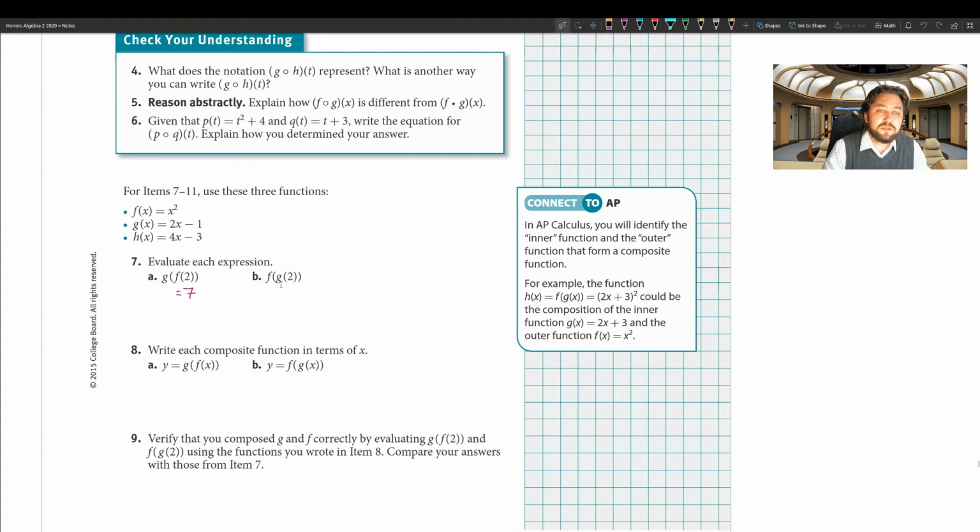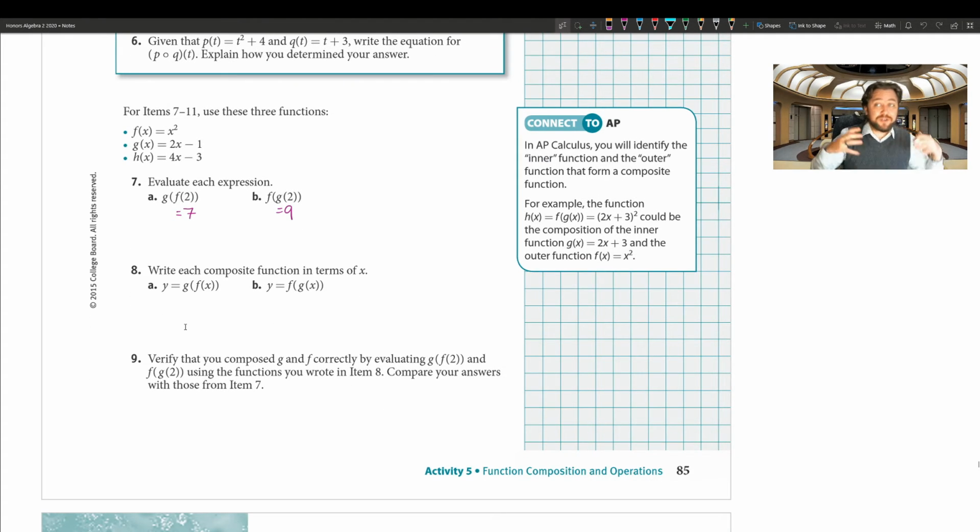Easy enough. This one says g of 2, so put a 2 here. 2 times 2 is 4, minus 1 is 3. I'm going to plug that in for my x here. So 3 squared is going to be 9. Now what I'm going to do is write them as actual composite functions.